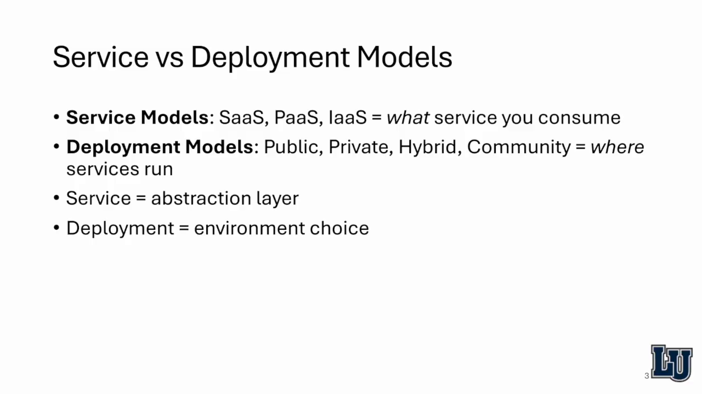Deployment models are about where these services live and who controls them. That's where we are going to go. Public, private, hybrid, and community clouds. So you can think of it in this way: service models define the layer of abstraction, deployment models define the environment. For example, Gmail is a SaaS delivered on a public cloud. Your university might be running Canvas or Moodle or Blackboard as SaaS on a private cloud. And an enterprise might mix them, like Salesforce mixes SaaS in public but HR software on a private cloud. This distinction is important because deployment affects cost, security, scalability, and governance.